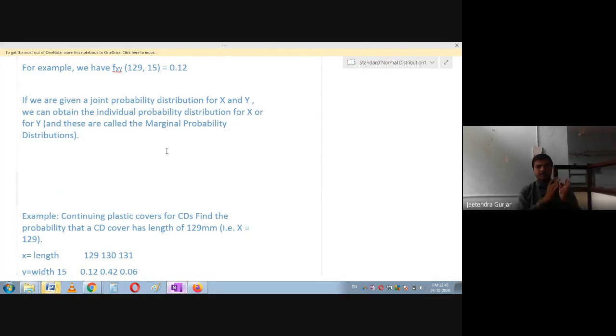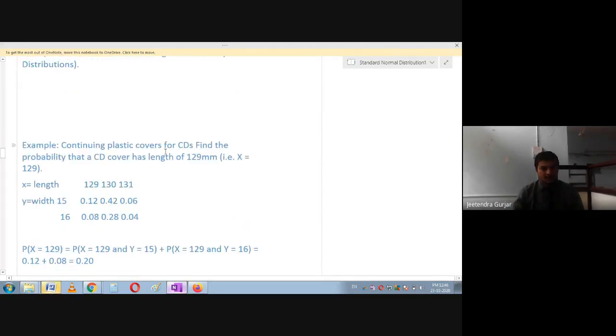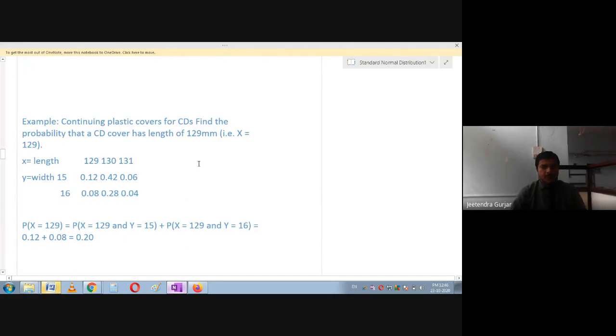So please remember, if you calculate only for the y and only for the x, these probabilities will give you the marginal distribution, friends. Continuing this discussion with the plastic cover for CDs: find the probability that a CD cover has a length of 129, that is, x is equal to 129.